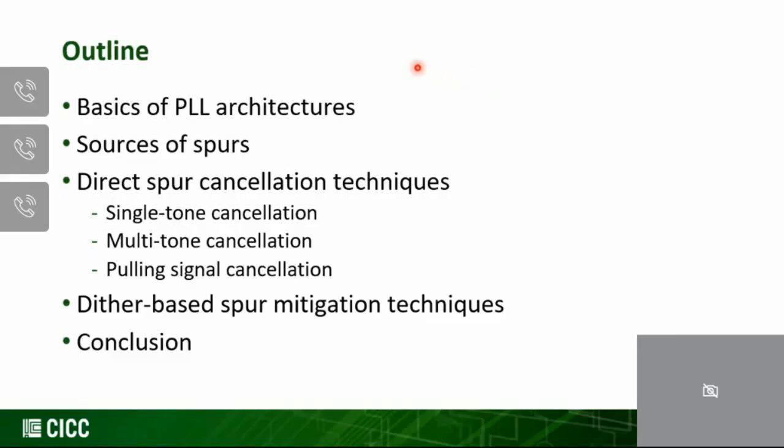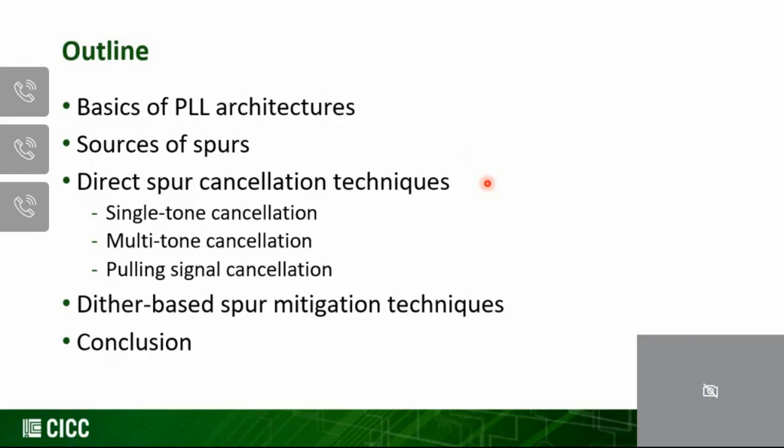Here's the outline of today's tutorial. First, I will describe the basics of PLL architectures. Next, we will overview different sources of spurious tones. Next, we will go over different spur cancellation techniques, where I will divide into two different categories.